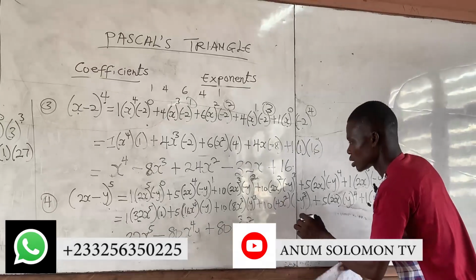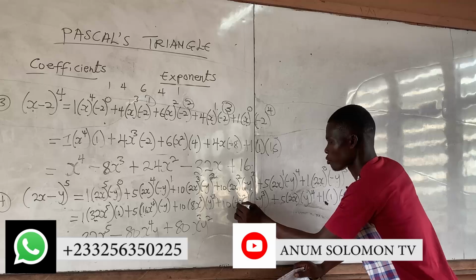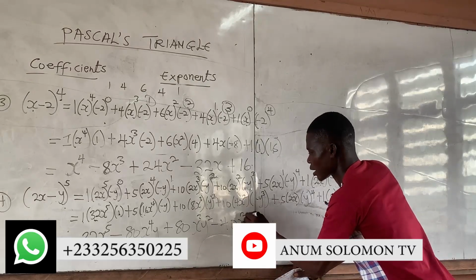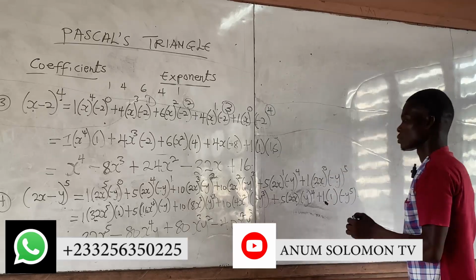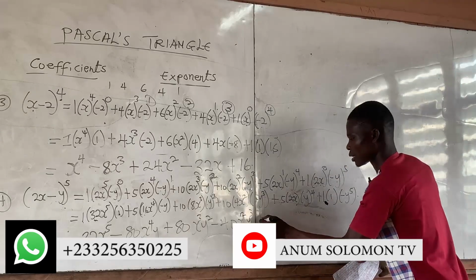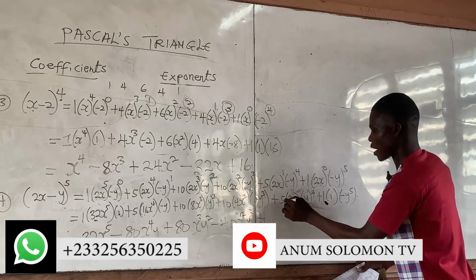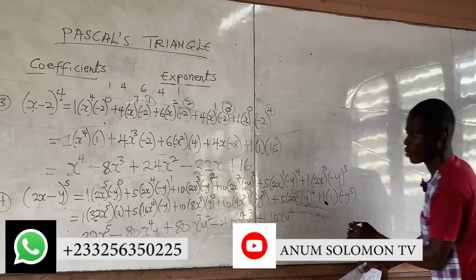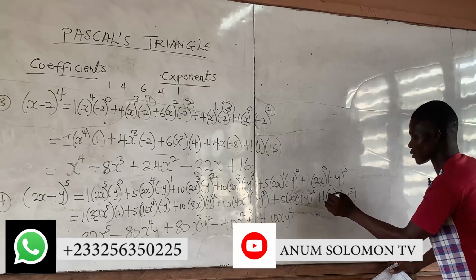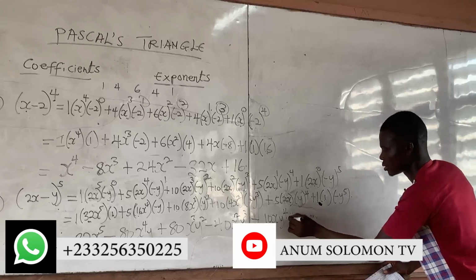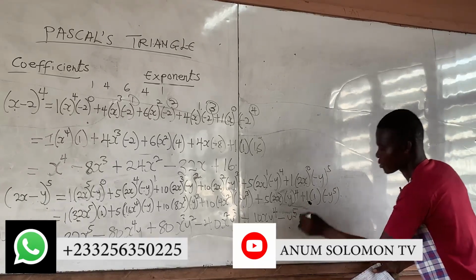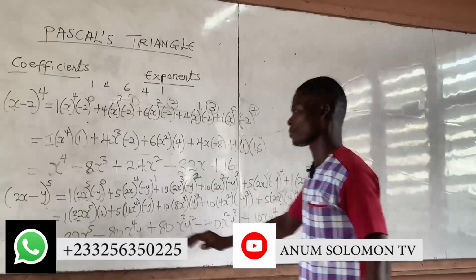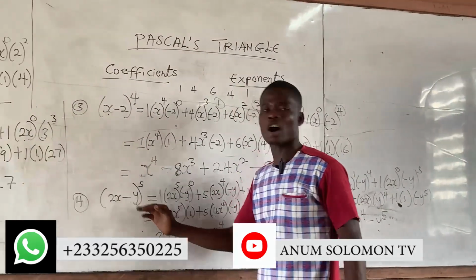So we have 10 times 4 is 40, times negative 1 here, minus 40x squared y cubed. So we have plus 5 times 2 is 10, we have 10x y to the power 4. And the last one, 1 times 1 is 1, times negative 1 is negative 1, minus y to the power 5. So this is our final result we get from (2x − y) all to the power 5.